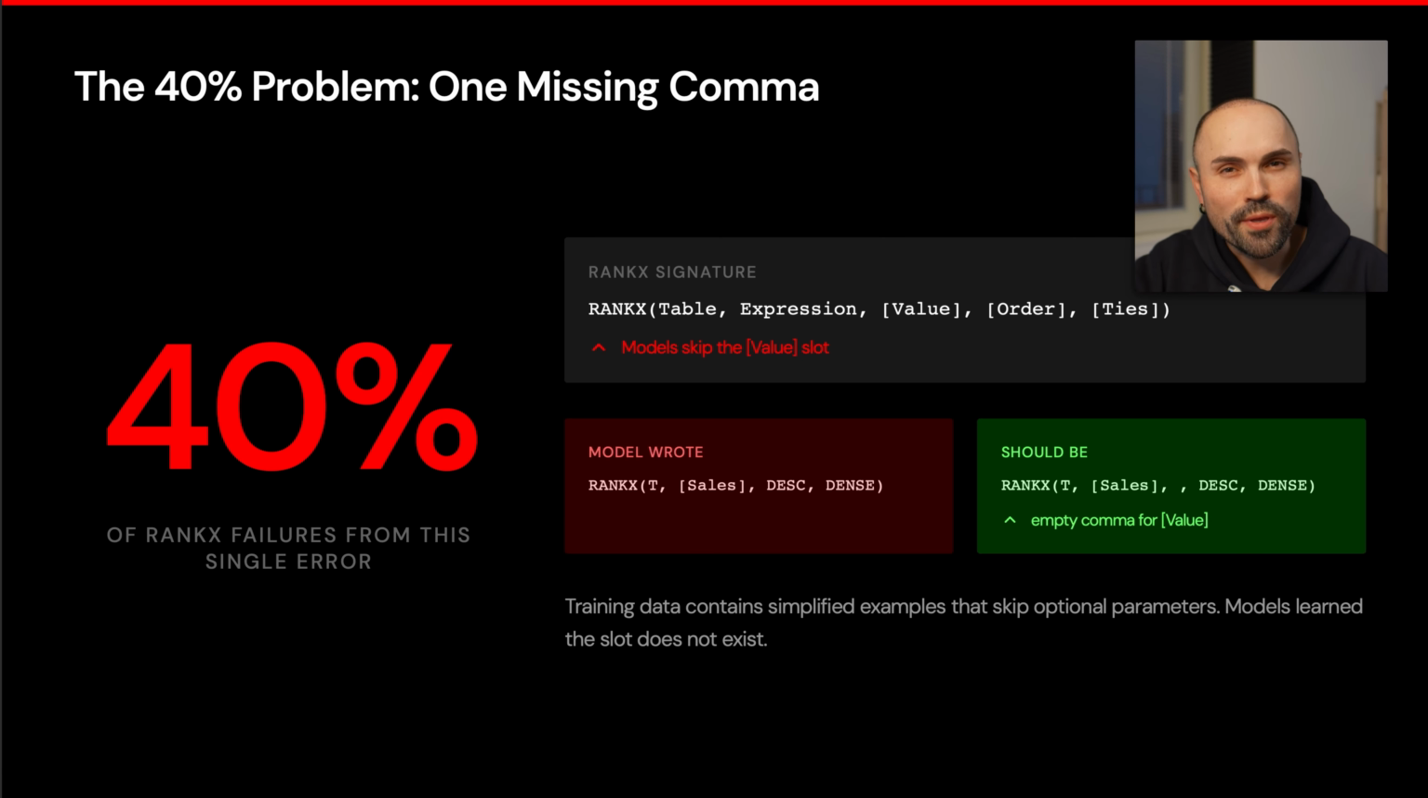If you only remember one thing from this video, remember this one, because 40% of failures came from this one function, RANKX, and all due to a syntax mistake. Very simple one. There is an optional parameter in RANKX in DAX, and most LLMs completely forget about it. So they tend to lose one comma, which results in DAX that does not compile. The logic is perfect, but it won't work. It fails on commas, not the math.